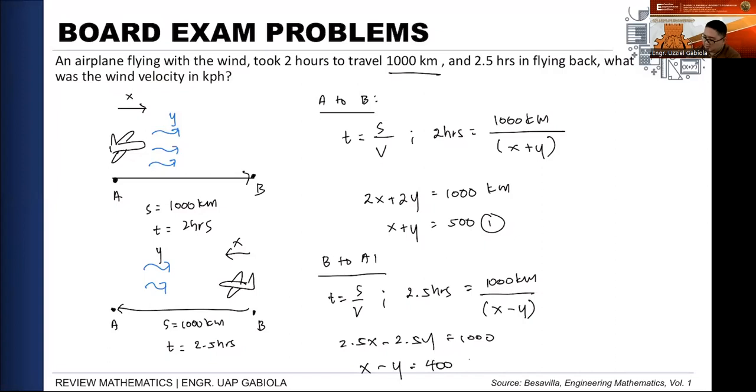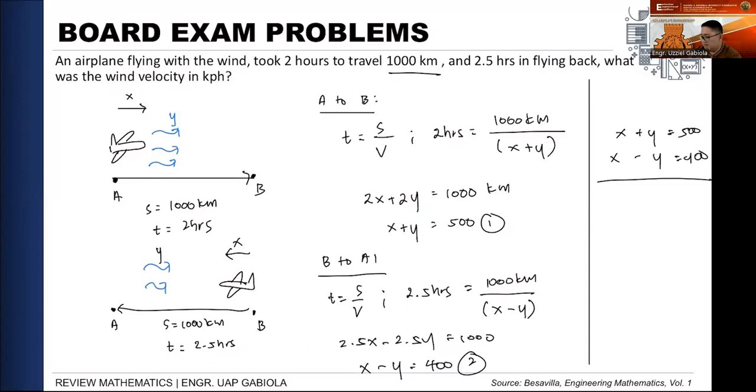Okay? Then using elimination method, we can actually get the value of x or y. Okay? So x plus y is equals to 500 and x minus y is equals to 400. So kunin lang natin yung sum niyan. This is 2x is equals to 900 or x is equals to 450.